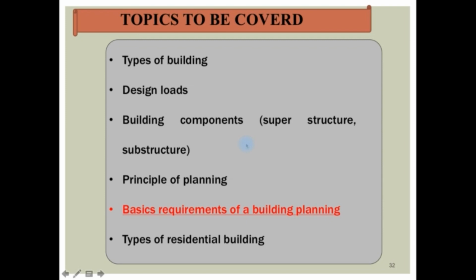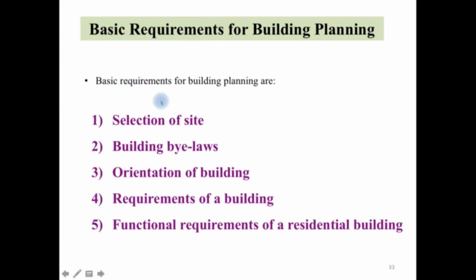So the topics we have already completed are types of building, design loads, building components and principles of planning. All four topics you already completed are basically dependent on the building. In this stage, we discuss the basic requirements of building planning: while considering a region for construction of a building, what parameters we should be looking into. The main five points we'll be discussing here.